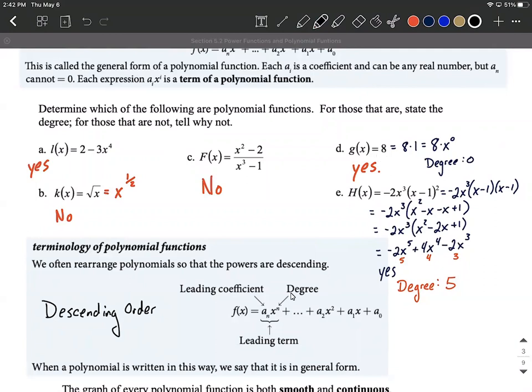Some other terminology to go with this. The very highest power, the very highest degree term, we refer to that as the leading term. So in our case, this would be negative 2x to the 5th power on this previous example. The leading coefficient is the number out in front, so in our case, negative 2. And then the degree, if you're just looking at the very first term in descending order, the leading term here, that will give you the degree for the entire polynomial. This is what we refer to as being written in the general form.